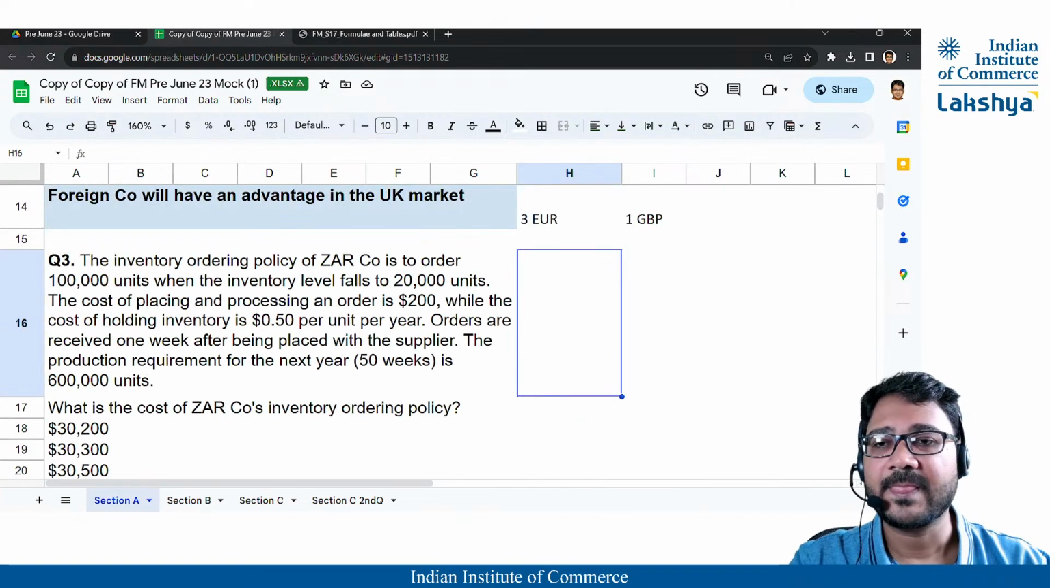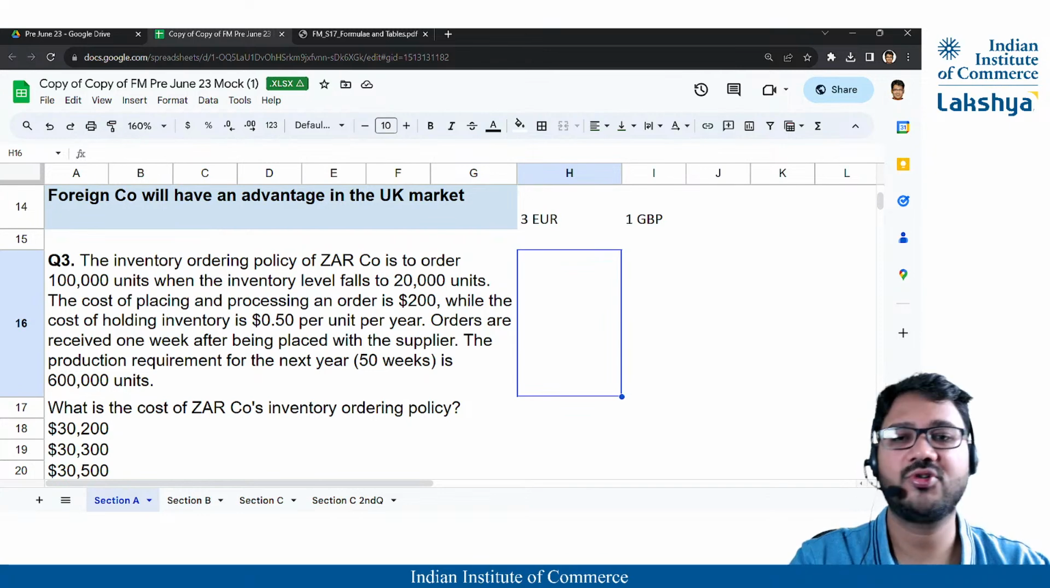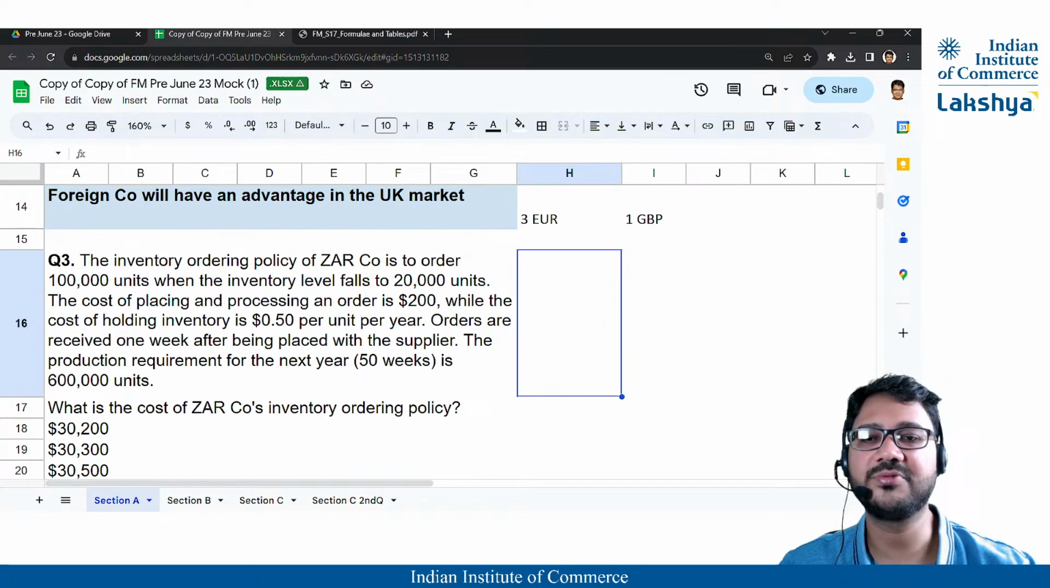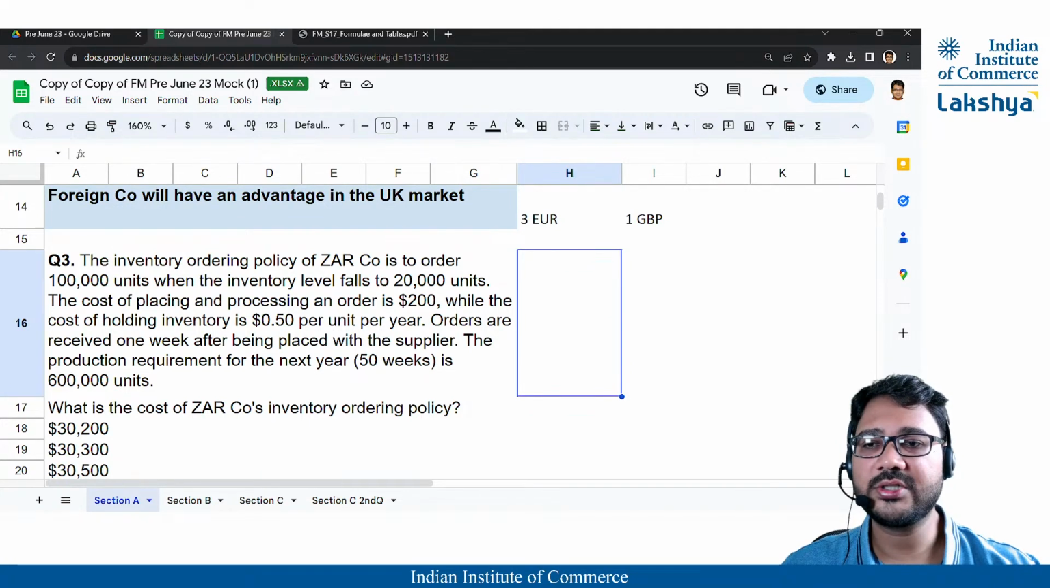Right. The inventory ordering policy of ZAR company is to order 100,000 units when the inventory level falls to 20,000 units, and the cost of placing and processing an order is $200. So ordering cost is $200 per order, while the cost of holding inventory is 0.5 per unit per year. Orders are received 1 week after being placed. So that's like our lead time.